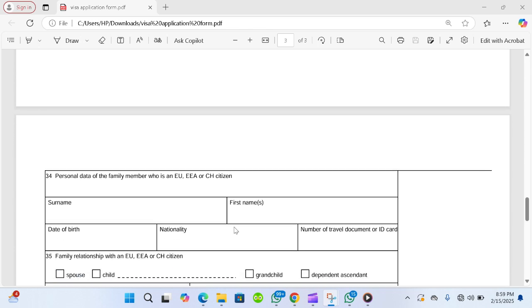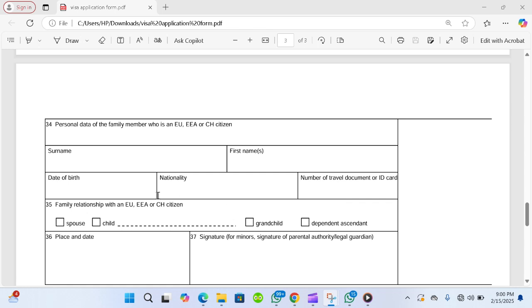All right. So number 34, personal data of the family member who is an EU citizen. Here they want to know if you have any family member that lives in any of the Schengen region or is a citizen. If you do, then write the person's surname here, the person's first name, his or her date of birth, nationality, and number of travel documents or ID card number. So you write the person's details in this place.